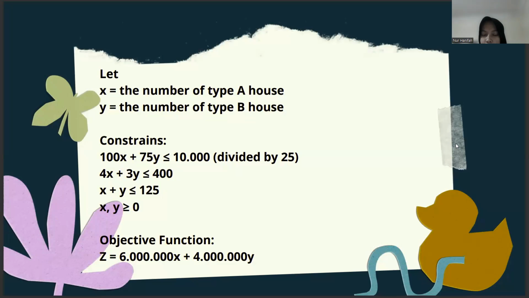And the first step, we let X be the number of type A houses, Y be the number of type B houses, and then we determine the constraints of this problem. 100x plus 75y less than or equal to 10,000, then we divide it by 25, become 4x plus 3y less than or equal to 400, and then x plus y less than or equal to 125, where x, y is greater than or equal to 0. And then the objective function z is equal to 6 million x plus 4 million y.